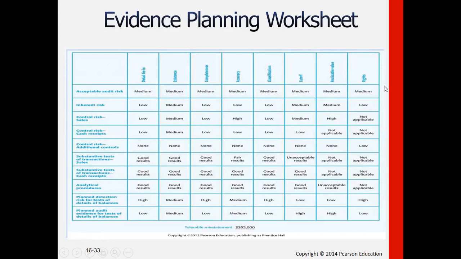So detail tie-in down to rights. If we have an acceptable audit risk, we will be getting medium evidence out of detail tie-in and so on down to rights. For inherent risk, just low, existence medium, and so on. So this would be our guide. So by just having low completeness, then we'll be able to address the needs for inherent risk. And so on and so forth.